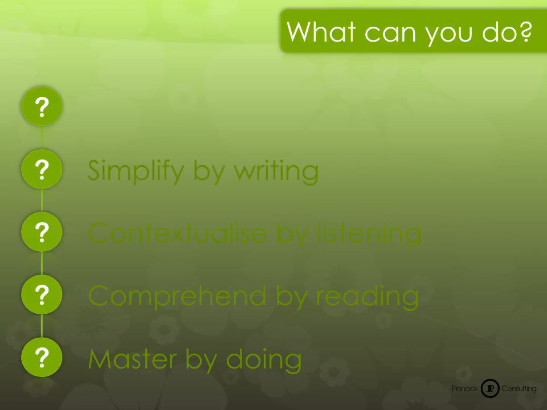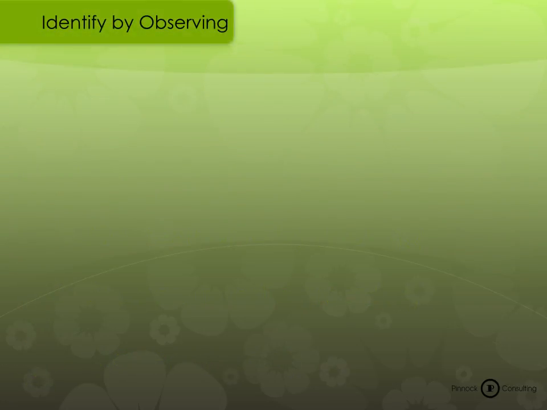Now, the first strategy is identifying by observing. It's essential that we identify the sections of work that the learners are struggling with, and also which learners are struggling.